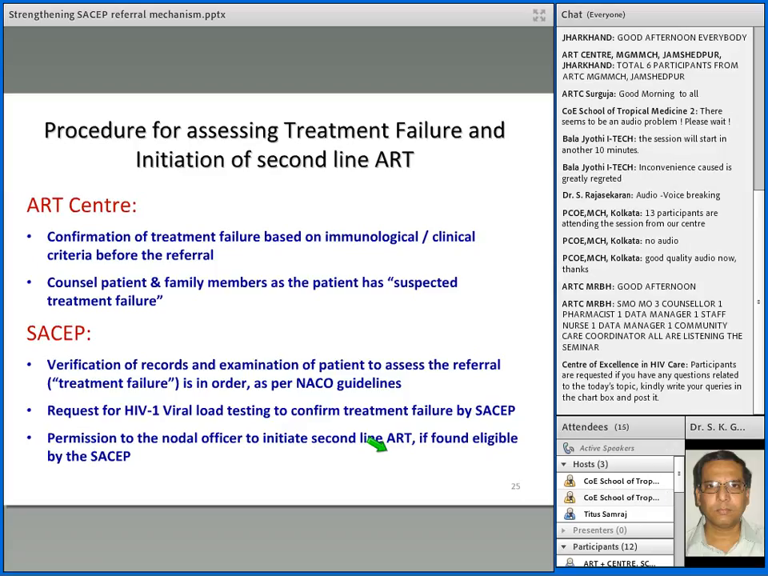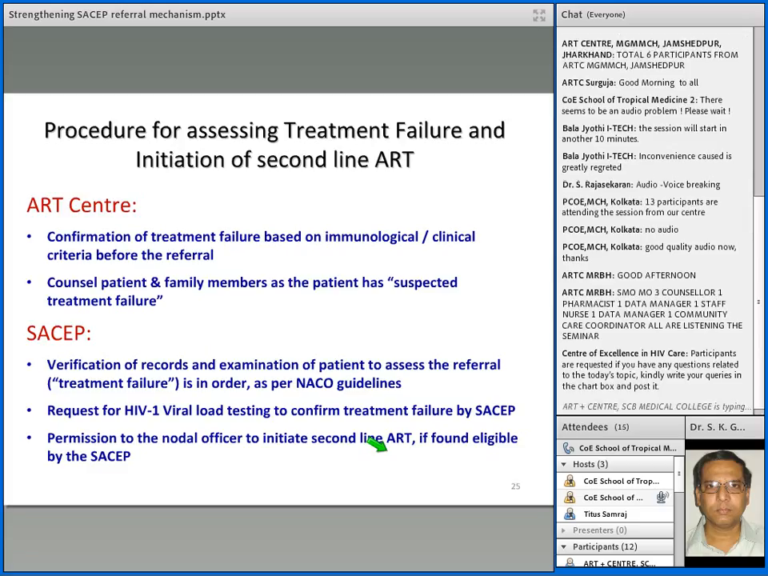What I would suggest: don't tell your patient has failed first line antiretroviral therapy. The reason is that all those cases suspected of treatment failure by clinical and immunological criteria, when they undergo viral load testing, some of them don't actually have virologic failure. So in that case, the SACEP will advise to continue the same first line antiretroviral regimen. So that we need to remember.